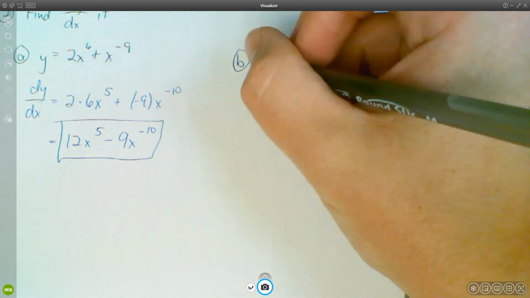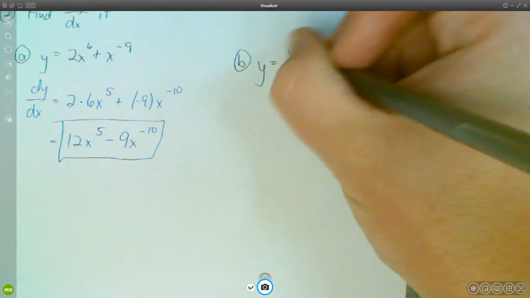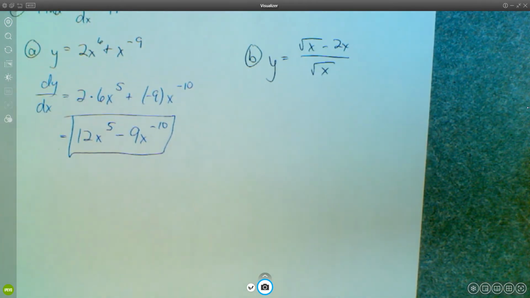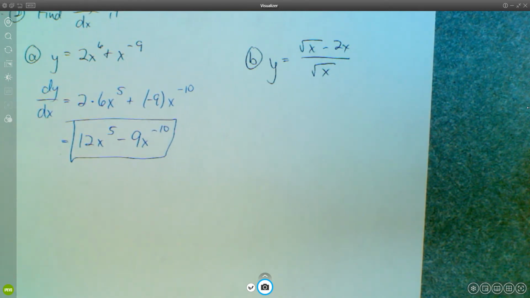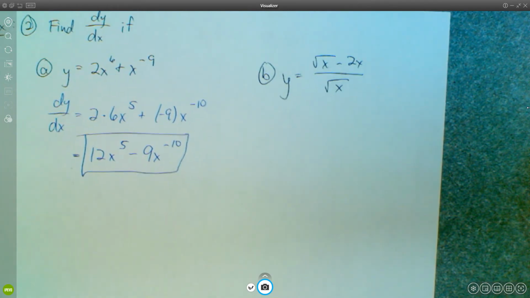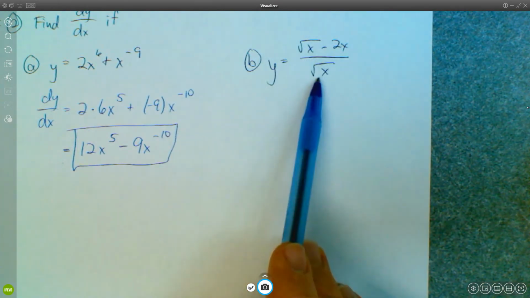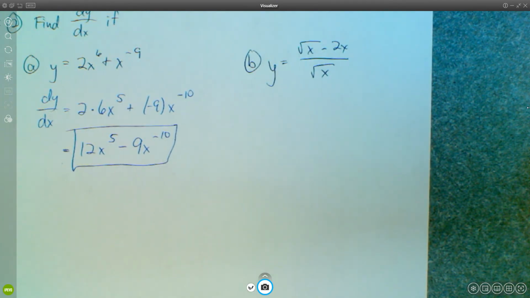Let's do y equals square root of x minus 2x divided by square root of x. And you might be thinking, yeah, but that's not a polynomial, right? Like those aren't individual monomials. How do we deal with that? Because I just told you a second ago that you can't distribute the derivative across division. So you can't just take the derivative of the numerator and then take the derivative of the denominator and then put them together. It doesn't quite work that way, as we'll see pretty soon. But what do we do?